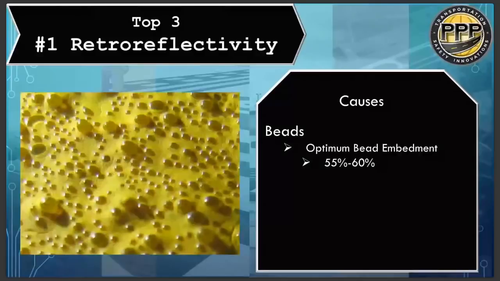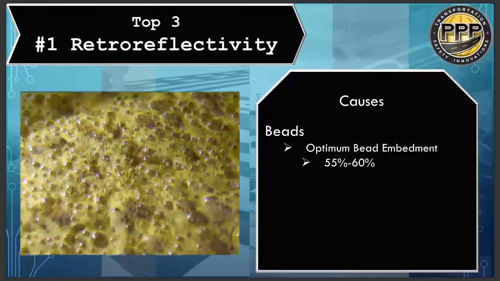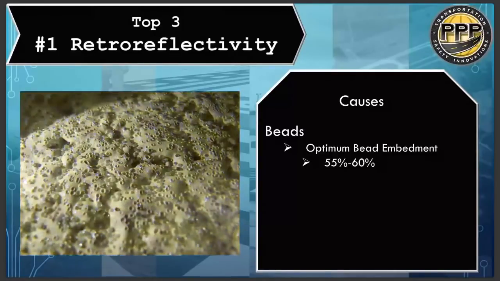That is what it looks like when the coating dries, and you can get a sense of how durable that marking is. Those beads are going to be there for a long time. Traffic won't take them out easily. Even snowplows and brooms won't be able to dislodge those beads.